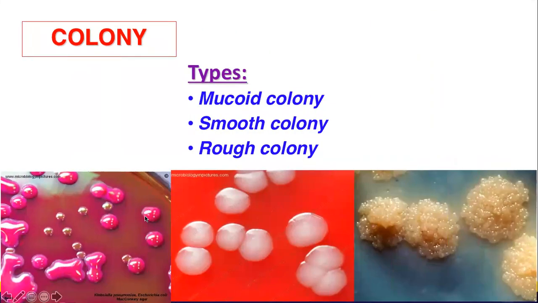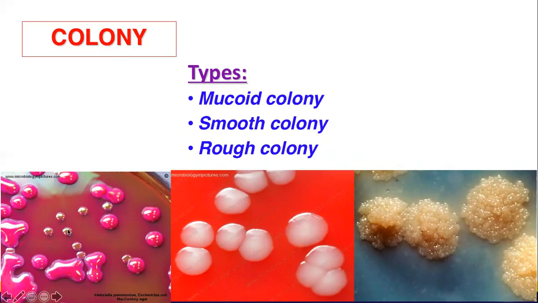So colony, when we say colony, this refers to the macroscopic or visible masses of microbial growth that you see arising on the culture media. They're usually arising from a single cell. So this one here is a colony, this one is a colony, this one here is a colony. The small one beside it is another colony. Technically there are three types of colony.